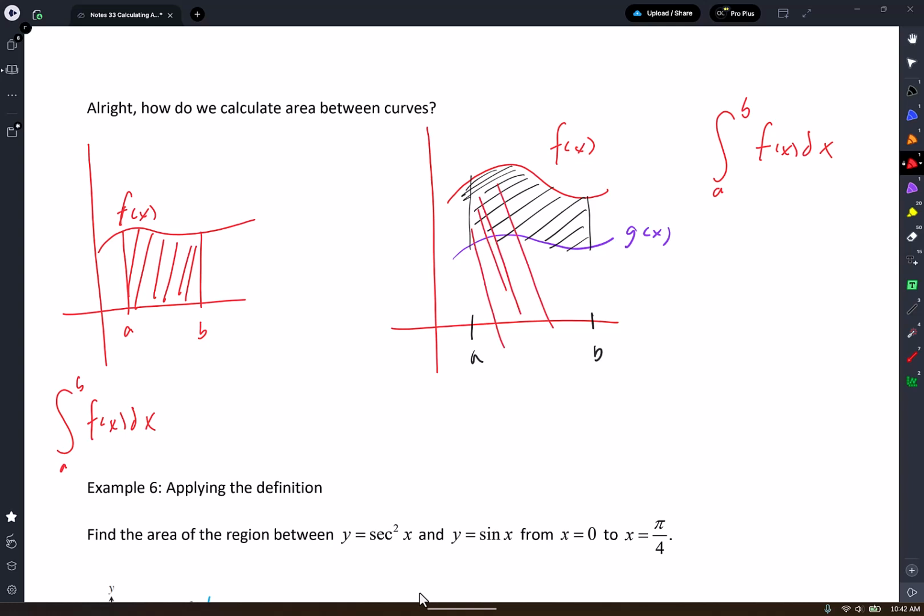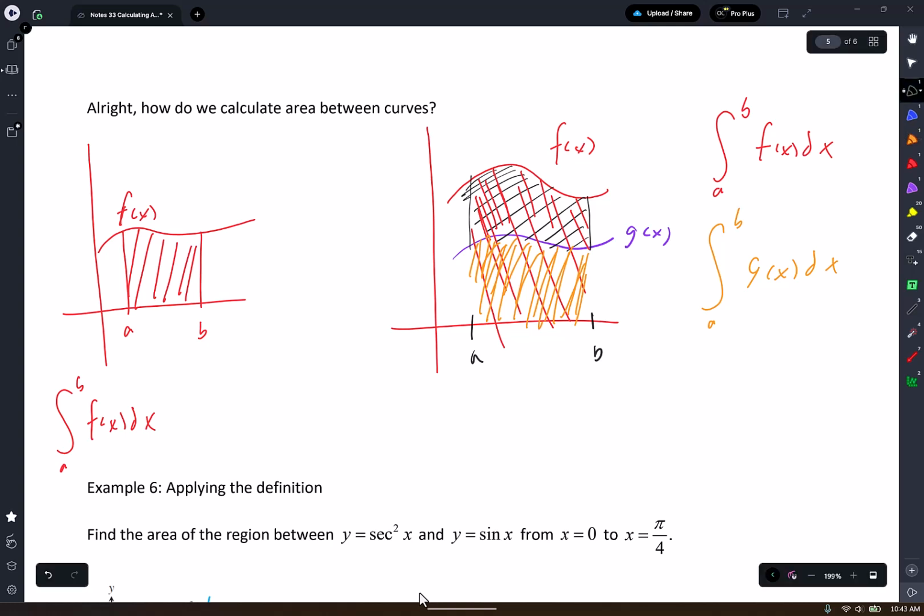yes, but can you do it in one integrand? So the area under the curve of f of x is that in red, yes or no? Yes. The area under the curve of g of x is this in burnt orange. Do you guys see that? But I don't want that. I want this area. So all I have to do is take the red and subtract the orange.